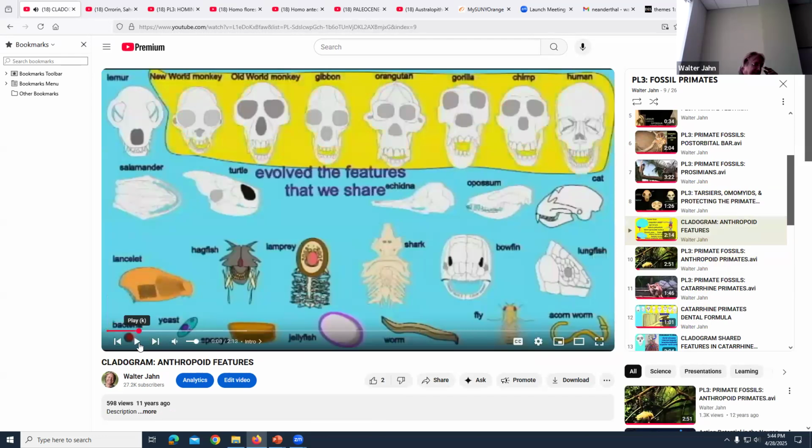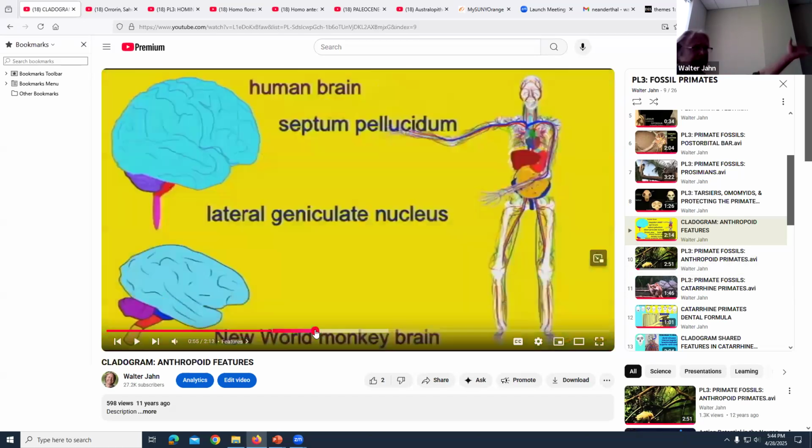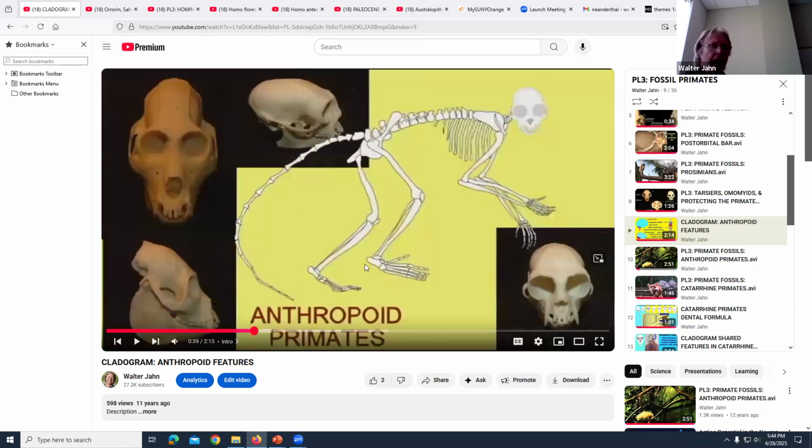By the late Eocene, within the group primates, there is a subgroup called the anthropoid primates. This would include monkeys, apes, and humans, but it would not include lemurs or the aye-aye or the potto. So primates from the early Eocene, by the late Eocene, there are these groups. Once again, there are brain regions which unite the anthropoid primates.